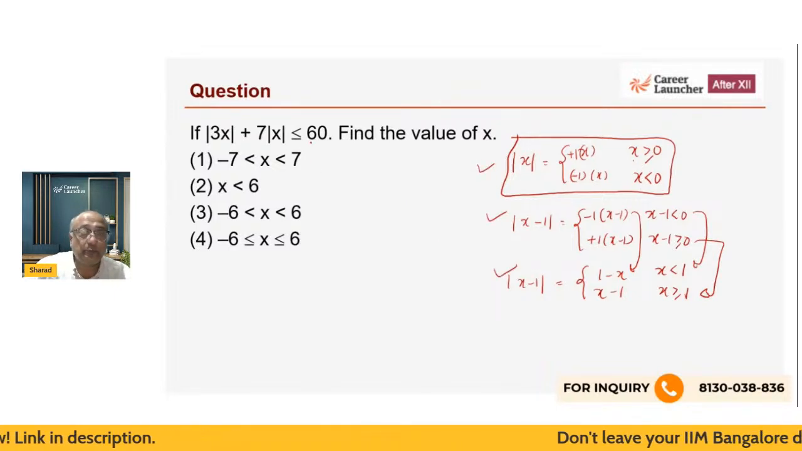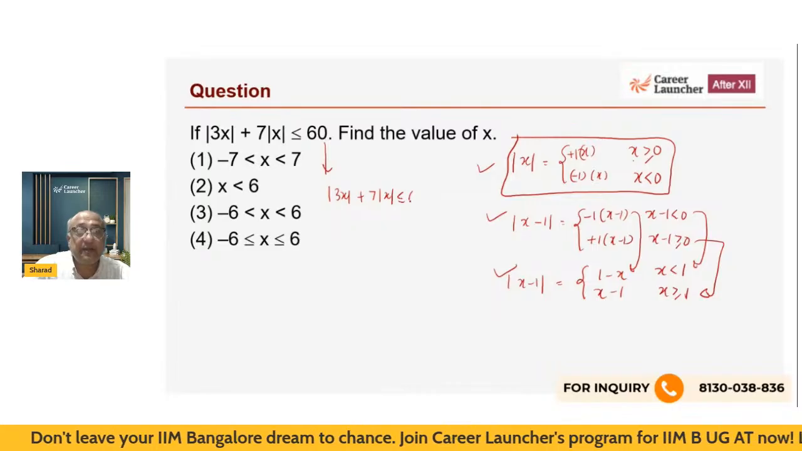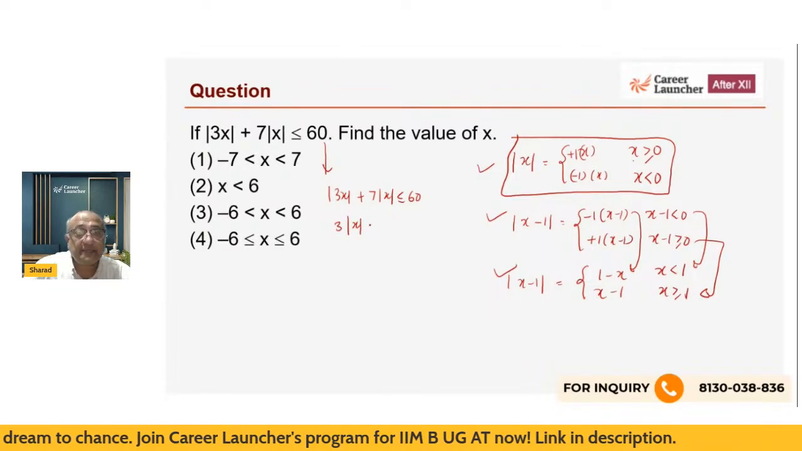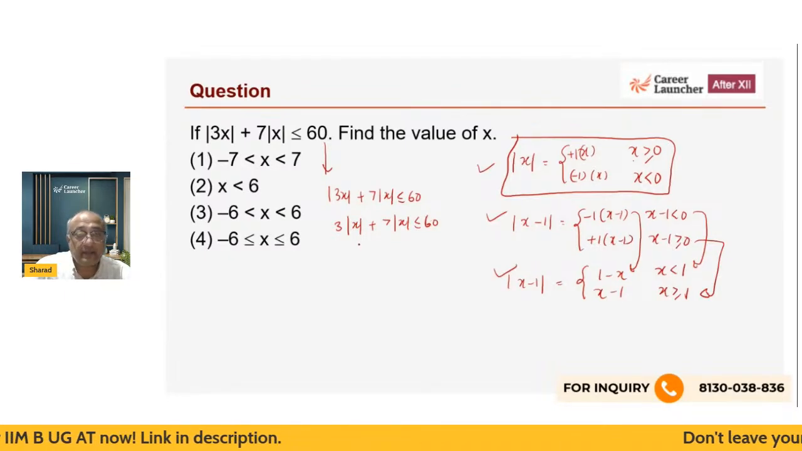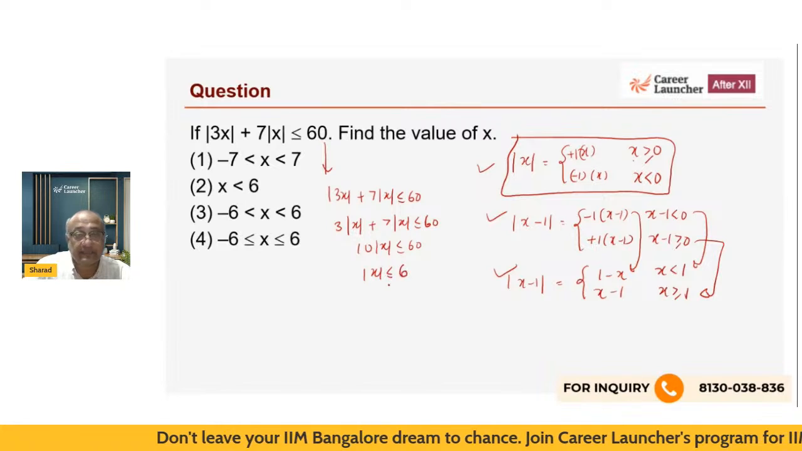Let us try to do this question which is here. Mod 3x plus 7 mod x is less than or equal to 60. So this will become 3 mod x plus 7 mod x less than or equal to 60. This is 10 mod x less than or equal to 60. So this is mod x less than or equal to 6.